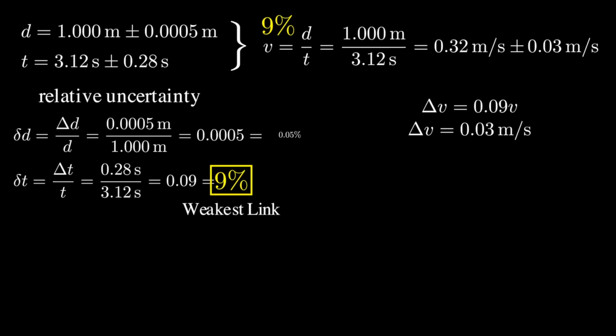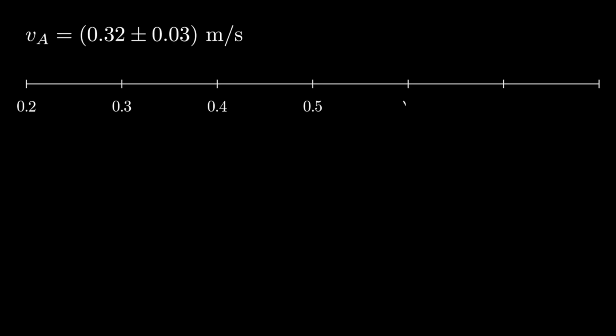Finally, let's discuss why we need uncertainties and what they are useful for in physics. Let's suppose the students measure the speed of their toy car to be 0.32 meters per second plus or minus 0.03 meters per second. As discussed before, Group A are communicating a confidence interval. They are confident the true value of the car's speed lies somewhere between 0.29 meters per second and 0.35 meters per second. Knowing the confidence interval, the measurement is useful for two things.